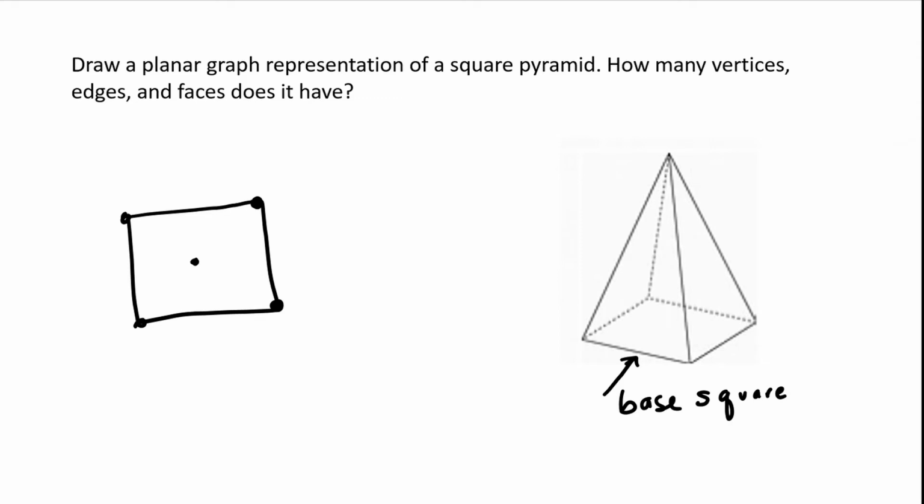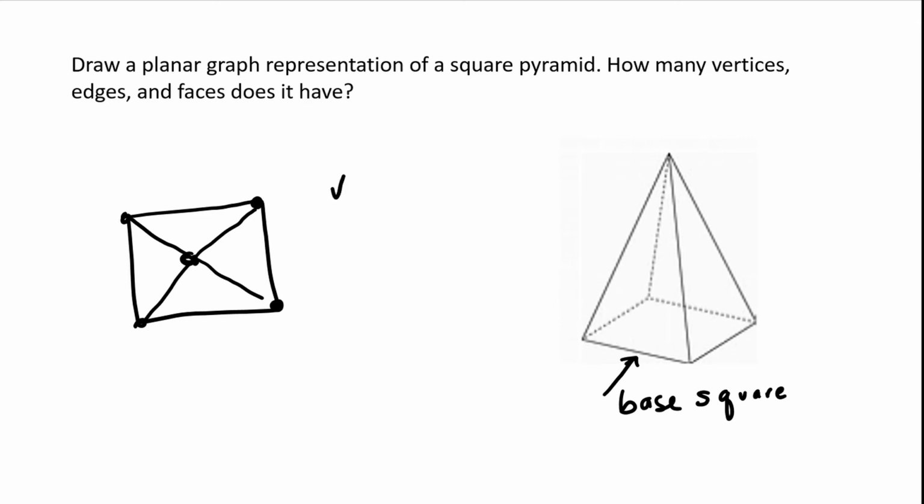I'll place a dot for the apex where the four triangles meet, and the edges that signify the four triangles that stem from the base of the square. So the question then is, how many edges, faces, and vertices does it have? Isn't it a lot easier to count them on the planar graph?